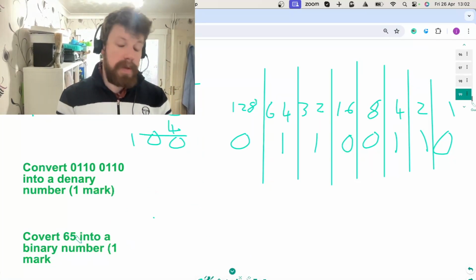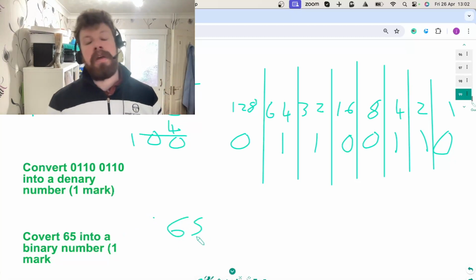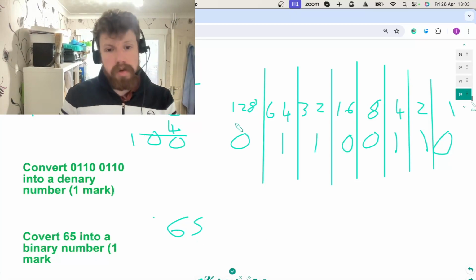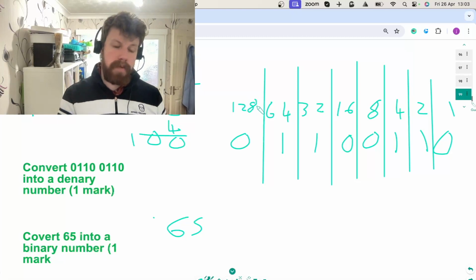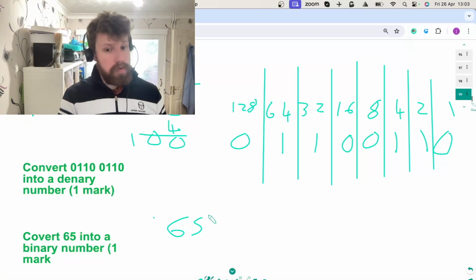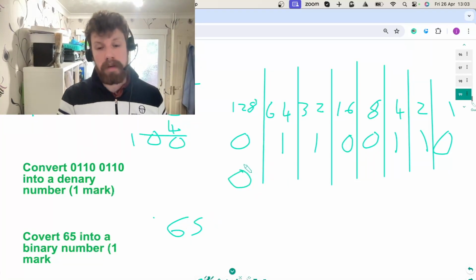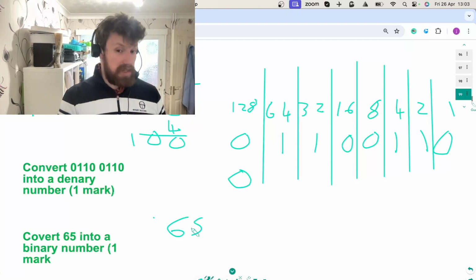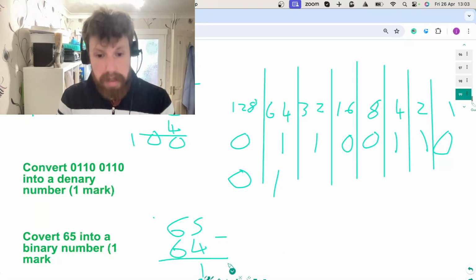The next one is going to be converting from a normal number into binary. So it's going to be 65. Now, I'm going to show you this method. We start with the furthest left number, and we say, is 128 equal to or less than 65, does it fit into 65? No, it doesn't, so we put a 0 there. Does 64 fit into 65? Yes, it does, so we put a 1 there. I'll put 64 underneath there and take them away, again using column subtraction. So it's just going to leave me with 1.